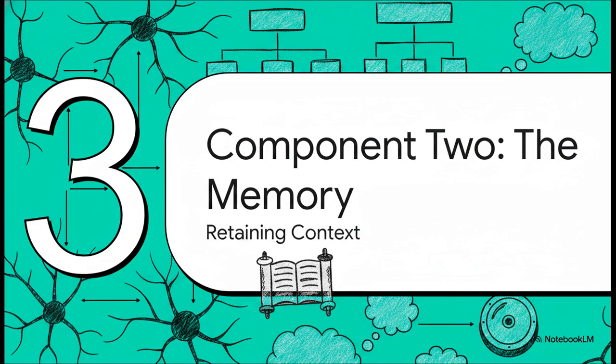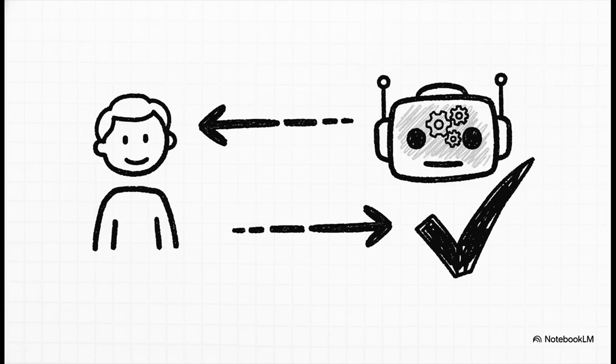Now for section 3, component 2, the memory. This is about retaining context, because, let's face it, a brain without context is going to struggle heavily with any kind of complex workflow. Let's set up a classic dilemma to show you what I mean.